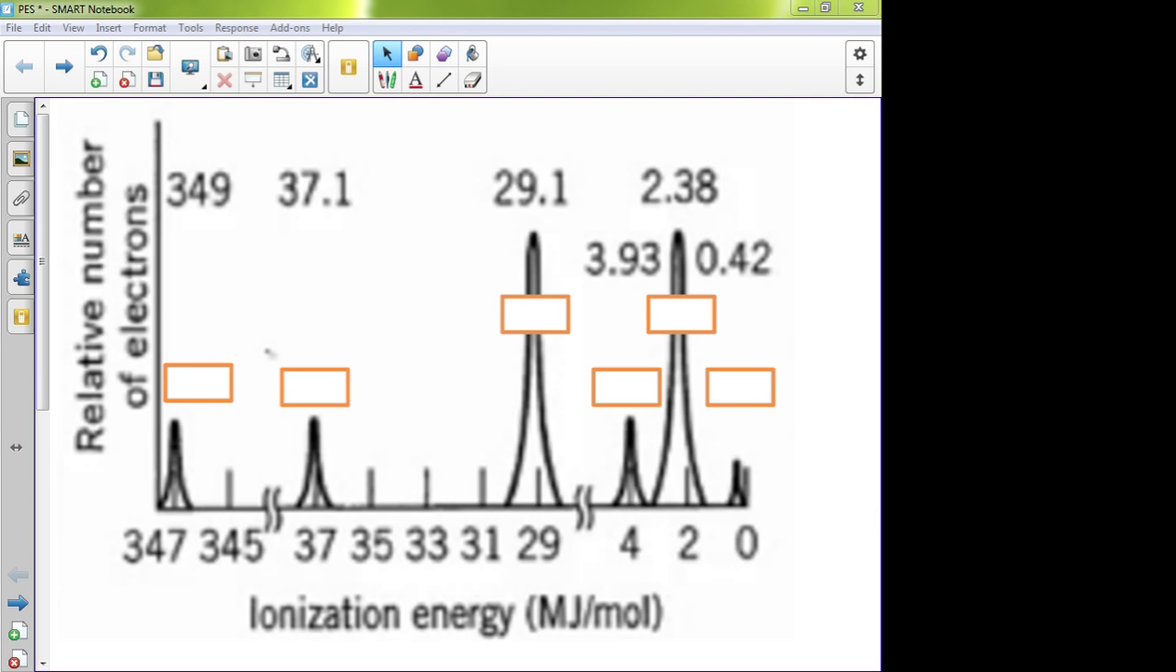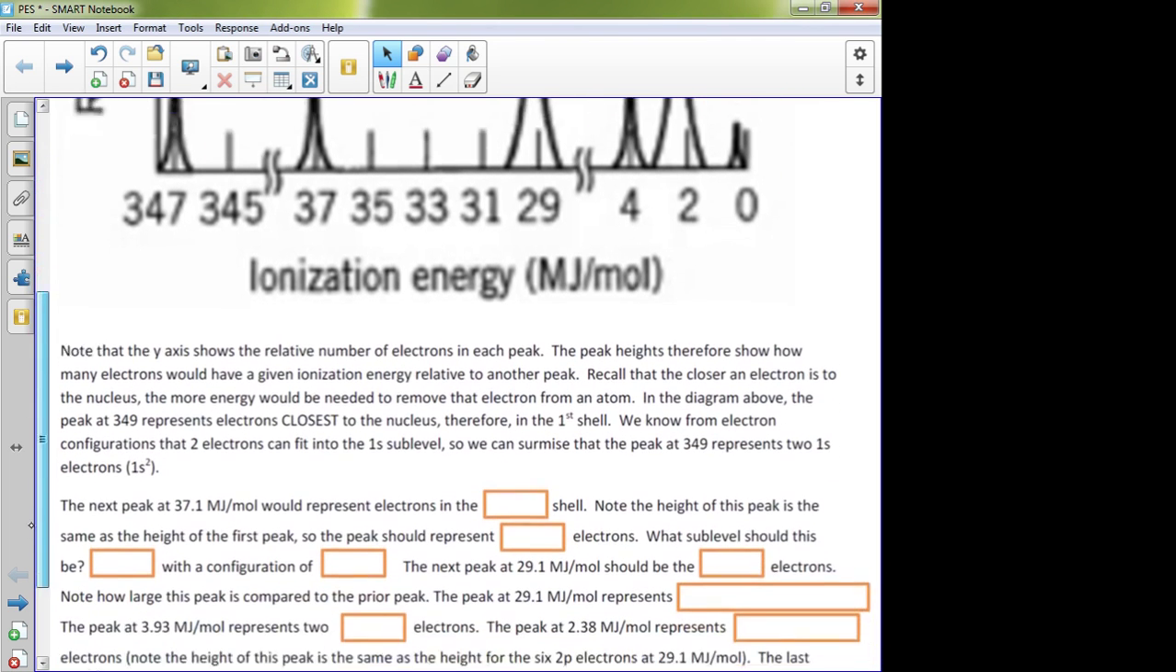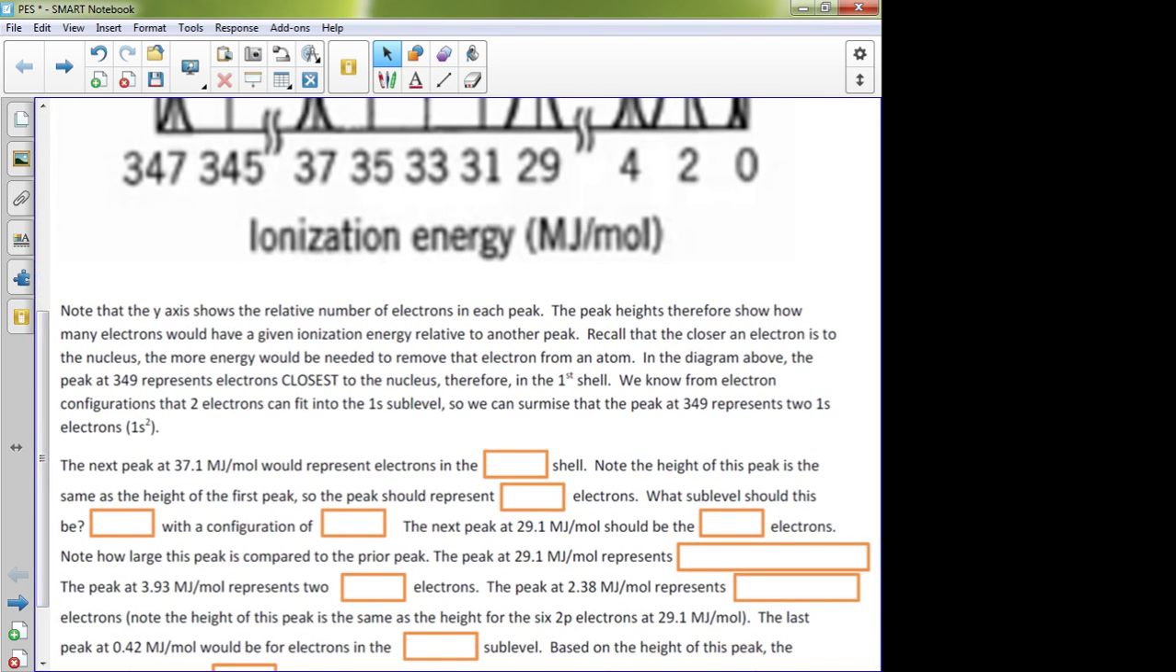off. And what we get is a graph like this, and we call this photoelectron spectroscopy, or just call it PES for short, which works out a lot better for all of us involved. Okay, so here's your graph. What does this graph mean? So we're going to start by reading. Okay, so the boxes are there just for you to fill in.